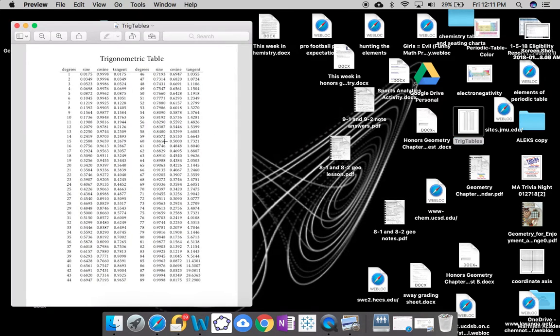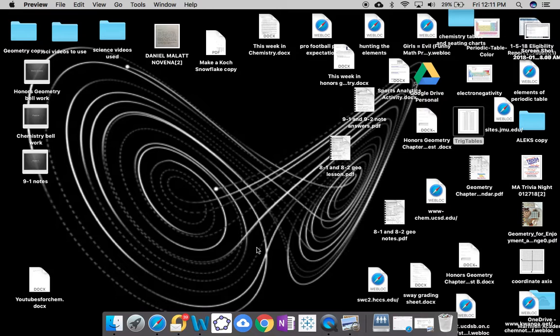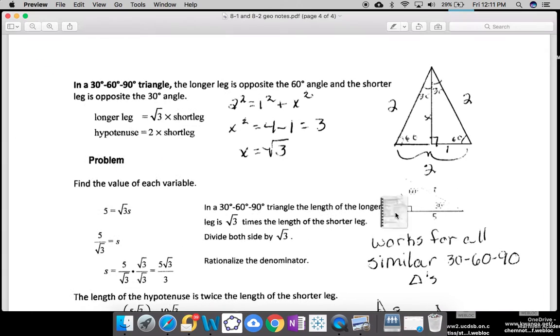Here it is, you have it in your packet. These are just all the ratios of the side lengths, only here they're put in decimal form because your calculator will give them to you in decimal form. However, we like to have at least these special right triangles in simplified radical form.